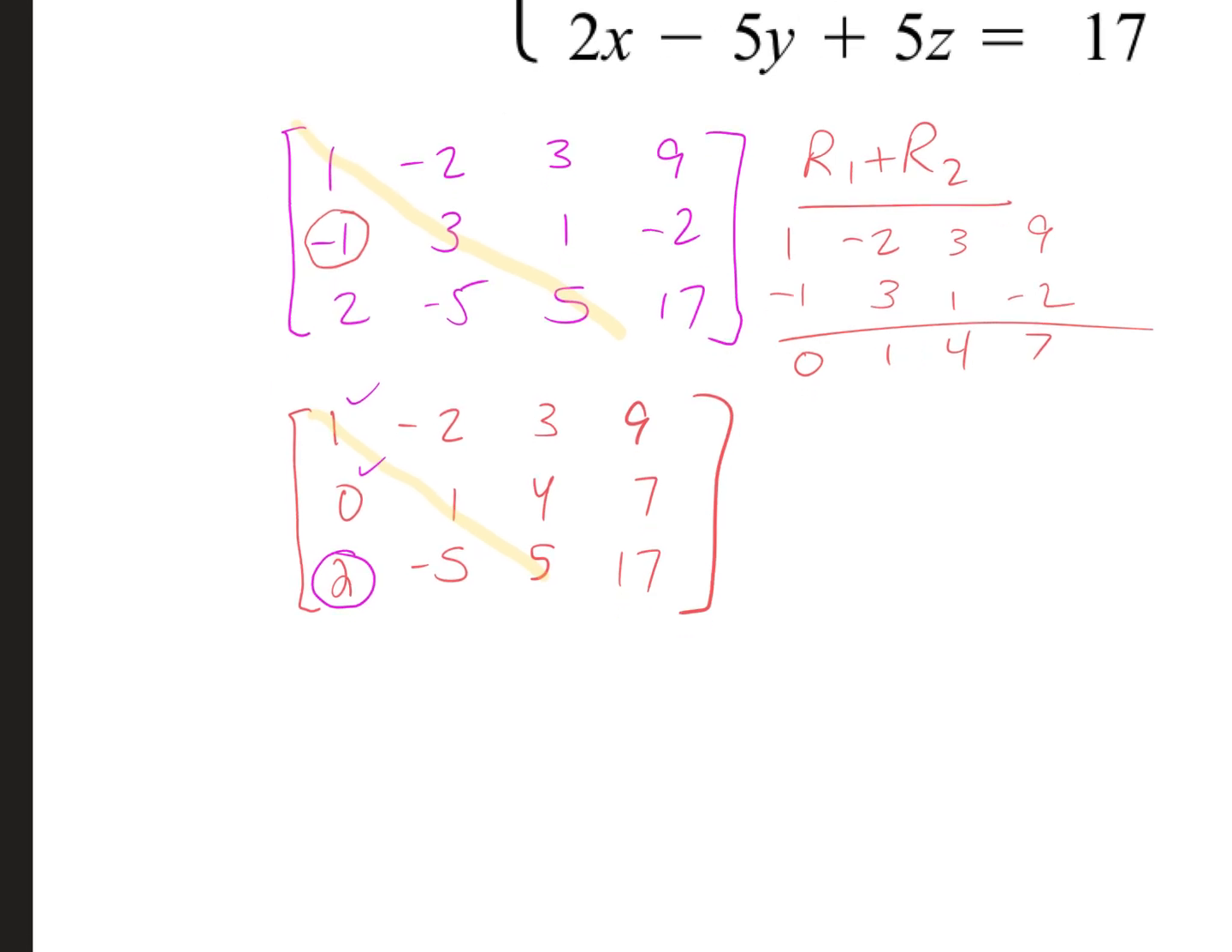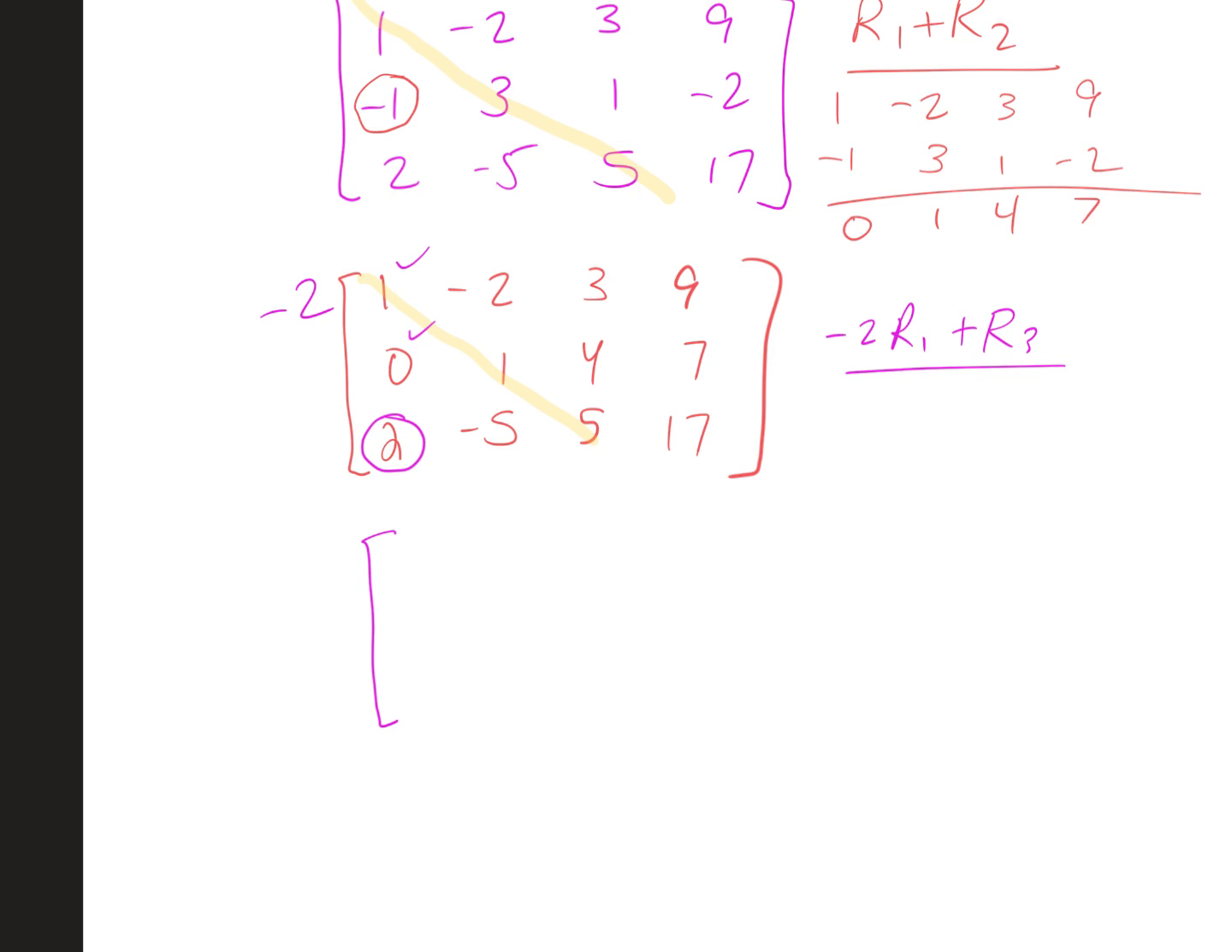Negative 2 where? To the first row? Good. I'm going to multiply negative 2 times row 1, and I'm going to add that to row 3. So go ahead and rewrite what stayed the same: 1, negative 2, 3 and 9, 0, 1, 4, 7. So now let's go.